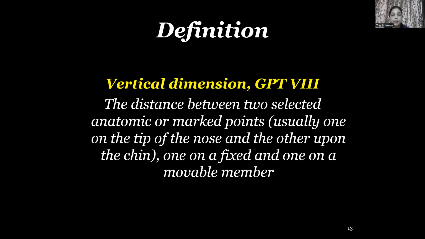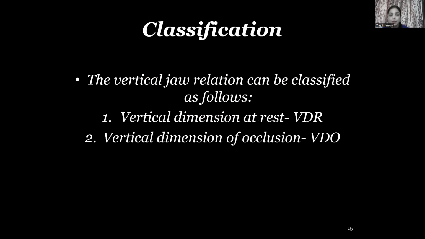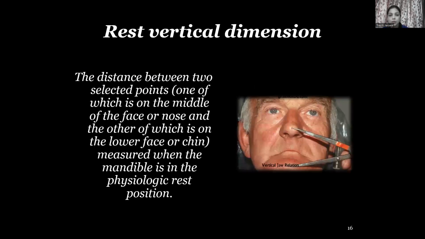The definition of vertical dimension is the distance between two selected anatomical reference points or marked points, usually one on the tip of the nose and the other on the chin, one on a fixed and one on the movable member. The single most important factor in determining the vertical dimension in edentulous patients and in the edentulous arches is the mandibular musculature. So the vertical dimension can be classified as vertical dimension at rest and vertical dimension in occlusion.